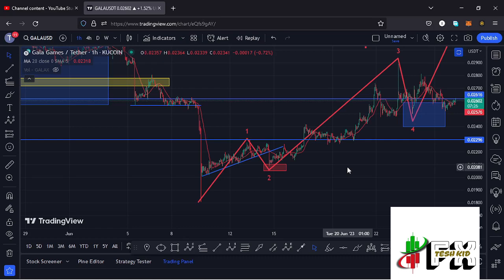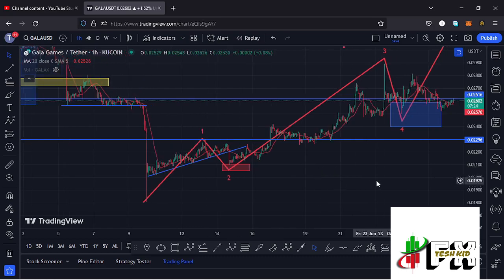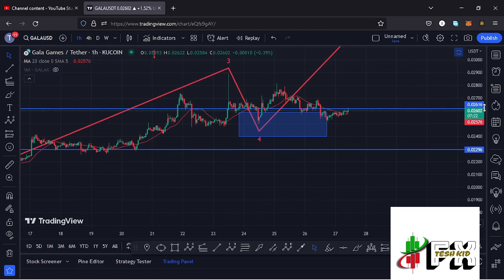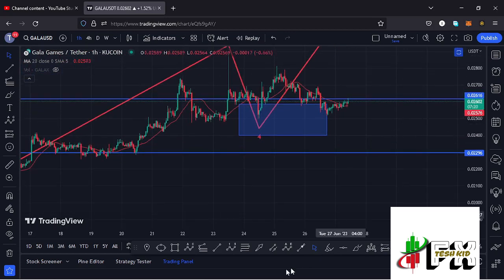At the time of this recording, Gala Games is holding below a key area of resistance at around the $0.026 mark, which is now acting as a resistance for us to continue gearing up.